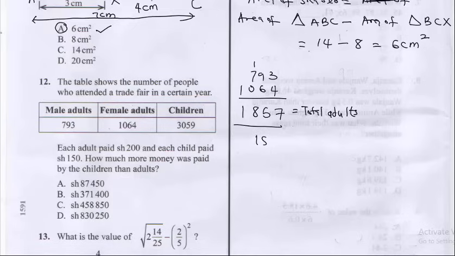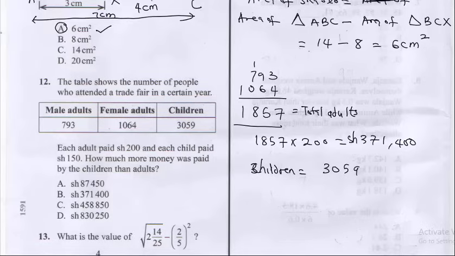So it will be 1857 times 200. Now that means if you multiply this, it's going to give you 371,400. So adults paid a total of this. Now for the children paid, that's children, will be 3059 multiplied by 150. And when you multiply this, you're going to get 458,850. Now, notice the children paid higher than the adults.